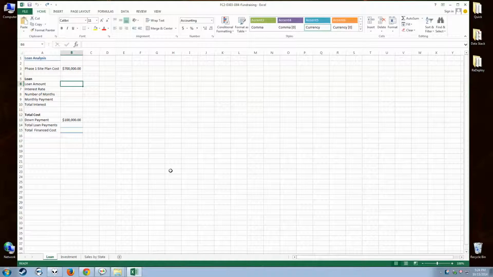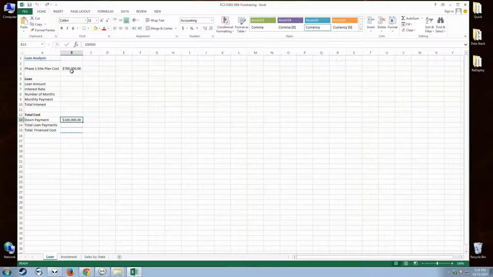Open up your workbook from the previous exercise and click Fundraising up here at the top, or just open the Fundraising book. Click on the Loan tab down here in the lower left if need be, and then what we're going to do is enter in the details of the loan. First, we know we're going to need $700,000 to get this business off the ground. Buy the land, build the building. Don't need anything huge, but that's what it's going to cost. We got $100,000 to put down.